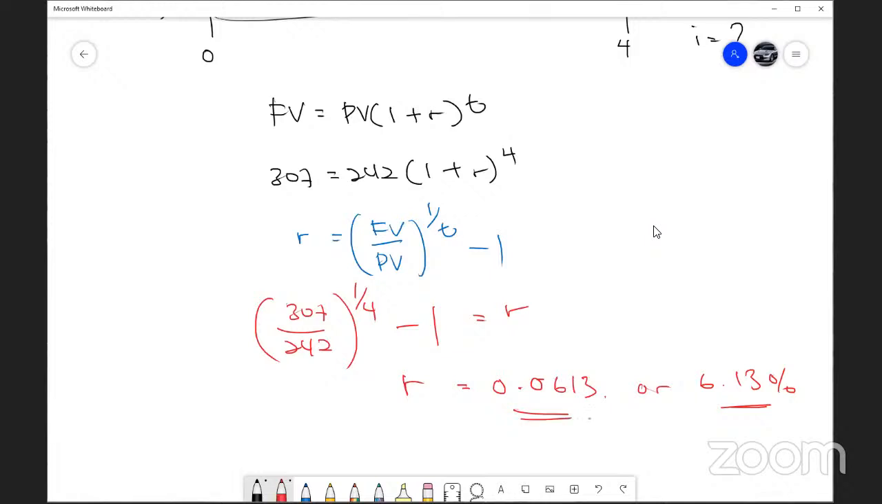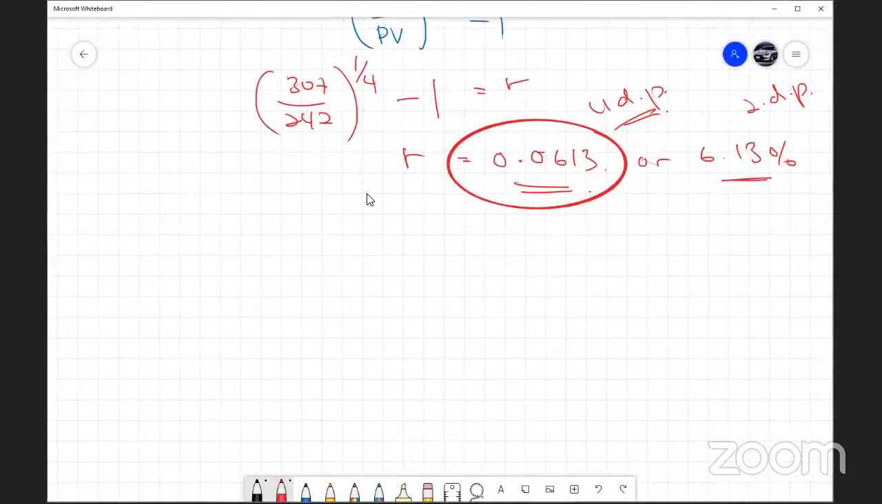When you're talking about decimals, you use 4 decimal points. If you convert into percentage, it is 2 decimal points. If it's a value on money or prices, it's 2 decimal points. But if it's a rate in decimal form, then it's 4 decimal points for accuracy purposes. So remember this.